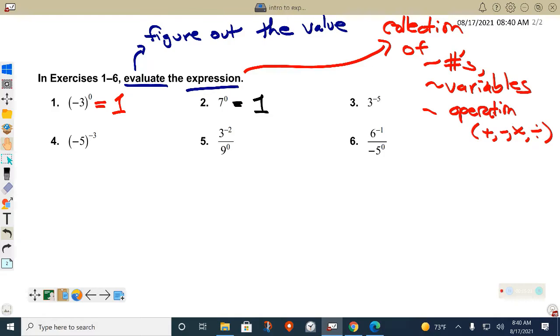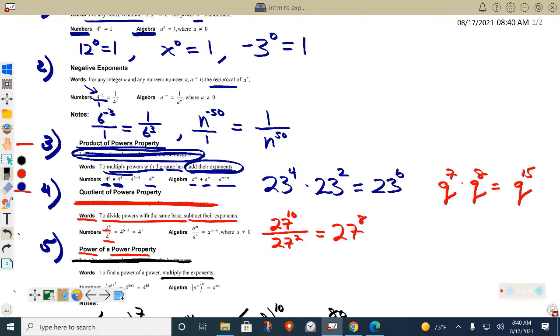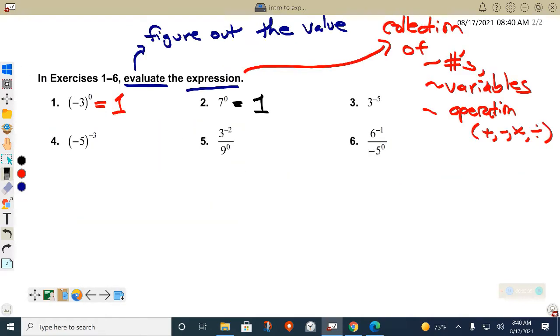So number 1 is 1, number 2 is 1. Anything raised to 0 power is going to be 1. Now we got the negative exponent rule that we went over. I think that was the second one, if I'm not mistaken. Actually, yeah, the negative exponent rule from yesterday, right here. That says, look, put it over 1. Just take the reciprocal, make it into a fraction, and then take 3 to the negative 5th, reciprocate it.